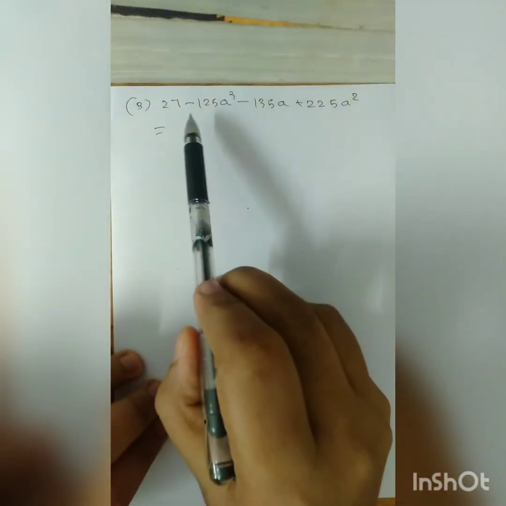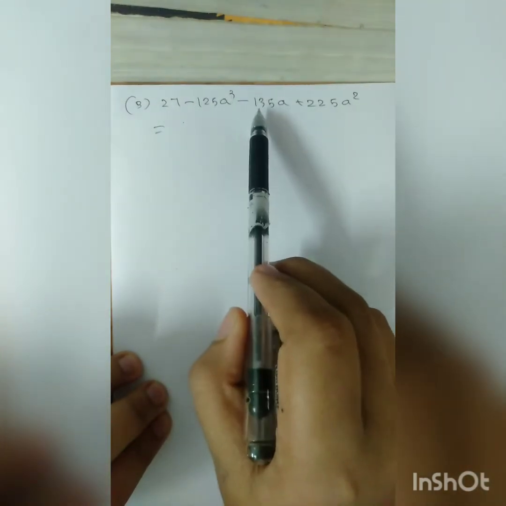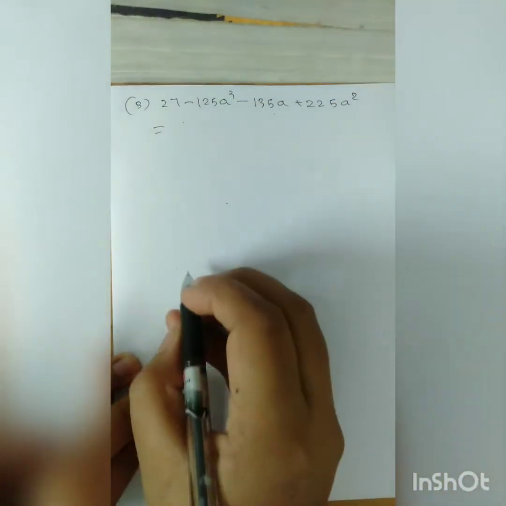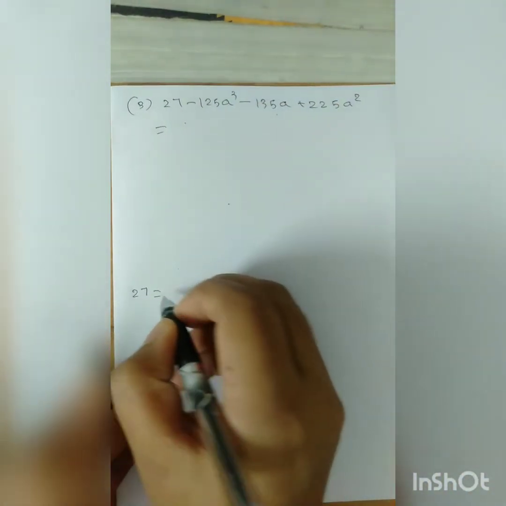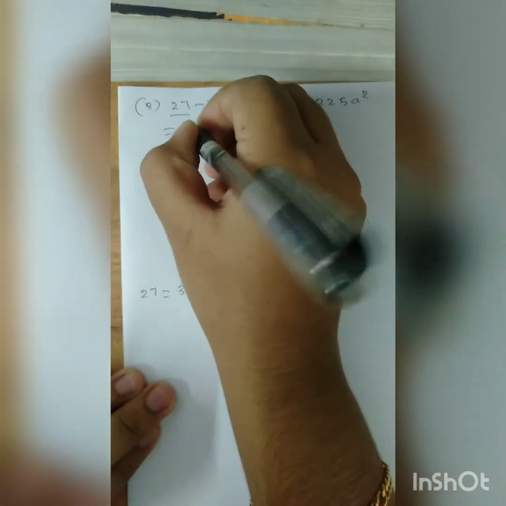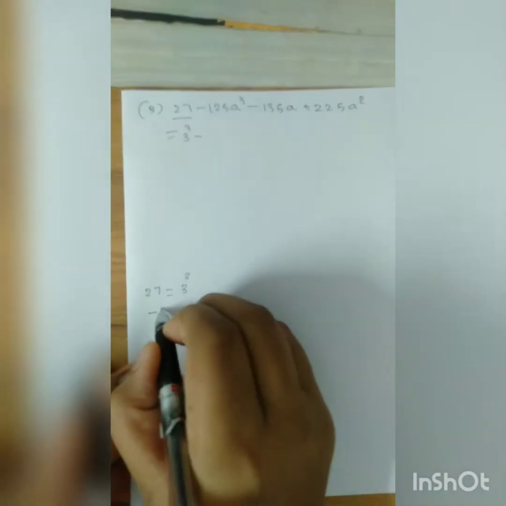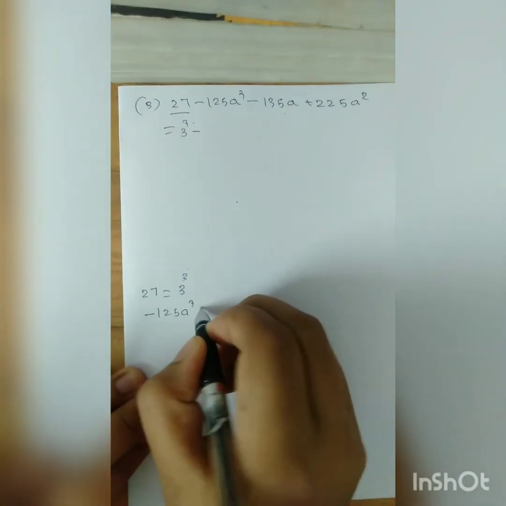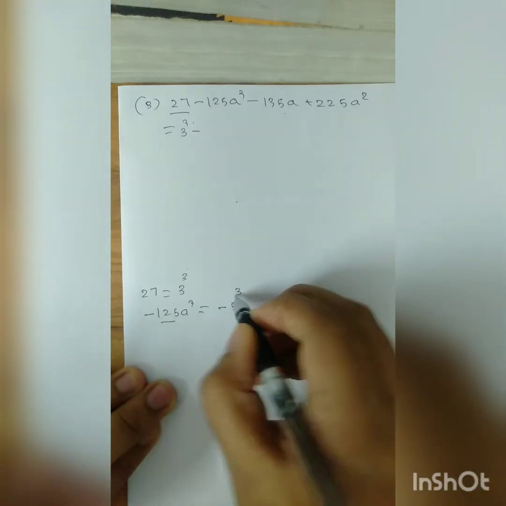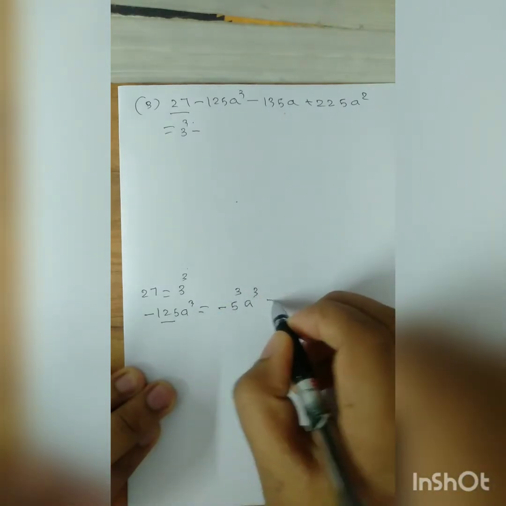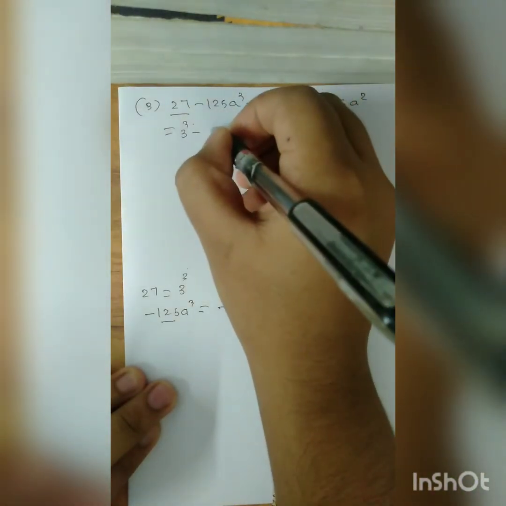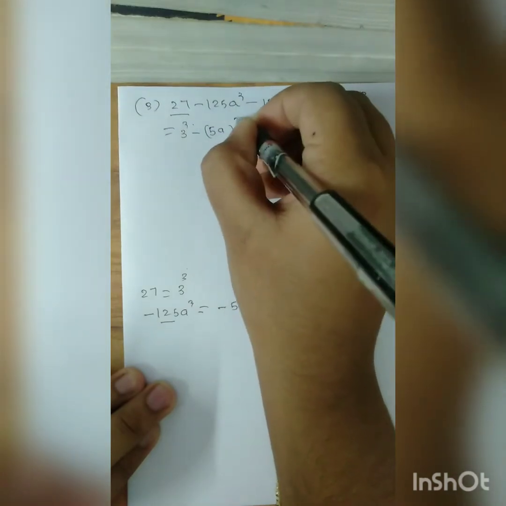Third question is 27 minus 125a cube minus 135a plus 225a square. So consider the first term, 27. 27 is equal to 3 cube. So 27 can be written as 3 cube. Then consider the next term, minus 125a cube. 125 is equal to 5 cube. So minus 125a cube is equal to minus 5 cube into a cube, which is equal to minus (5a) the whole cube.